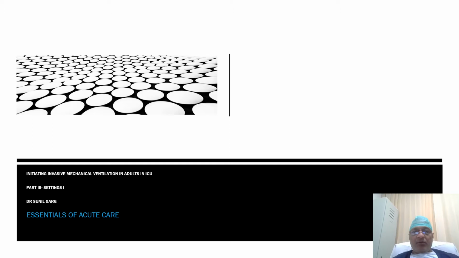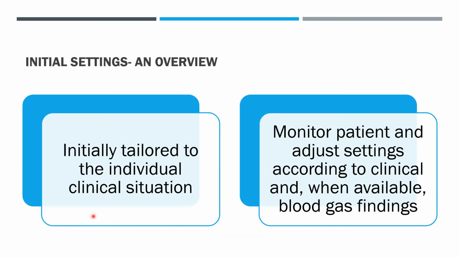In our series on initiating invasive mechanical ventilation in adult patients in ICU, in part 2 we discussed initial mode selection. Today in part 3 I am going to discuss initial ventilatory settings. Initial ventilatory settings are tailored to the individual clinical situation and to the aim and indication of ventilation, and subsequent adjustment can be done based on the patient's clinical situation and arterial blood gas parameters.